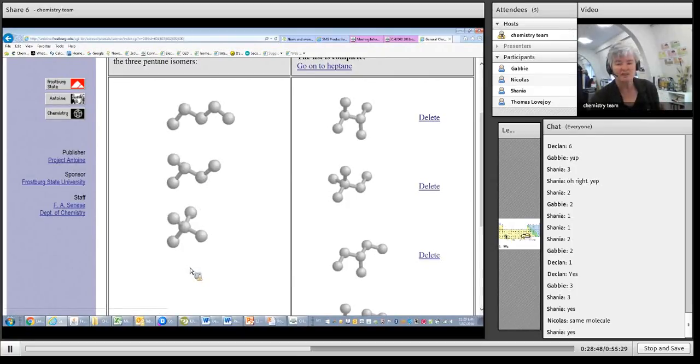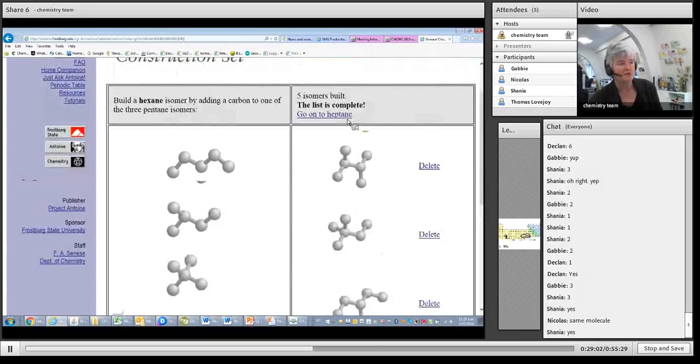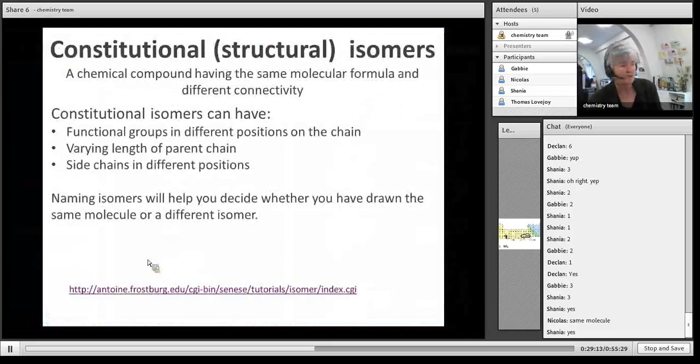They're just giving you 5 carbons in a row, 4 carbons in a row with one side chain, 3 carbons in a row and 2 side chains. So they're just helping you, and then you can go on to heptane, and it tells you when you've completed it. So that's a useful exercise to go through, and you can get that link from Otto.